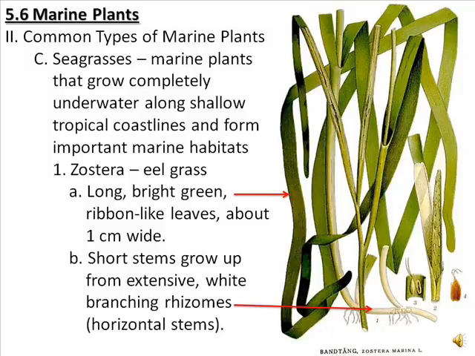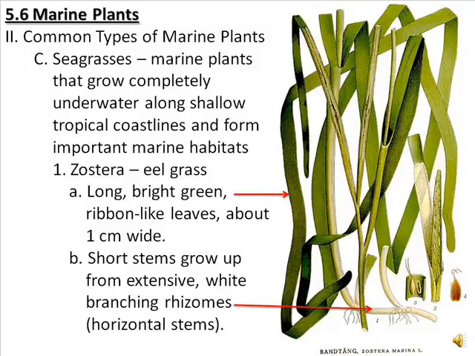The next halophyte we're going to look at is the seagrasses. These are marine plants that grow completely underwater along shallow tropical coastlines, and they form very important marine habitats. In fact, there's an interesting network of migration that includes seagrass beds, the mangroves which we just talked about, and coral reefs. Many juvenile fish get their start in the seagrasses. They then migrate to the mangroves where they grow up until they're big enough to migrate out onto the reef.